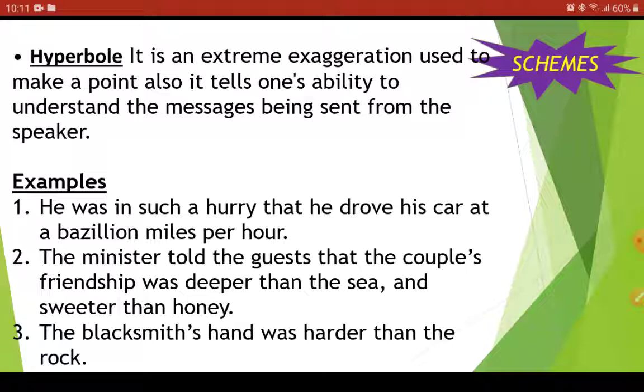Let's understand it by examples. He was in such a hurry that he drove his car at a bazillion miles per hour. Okay, at a bazillion miles per hour. What is this bazillion?